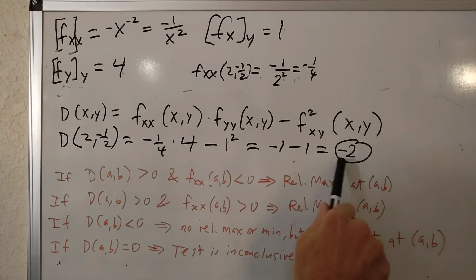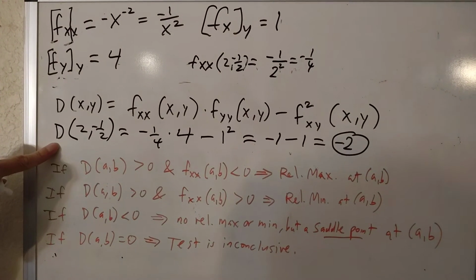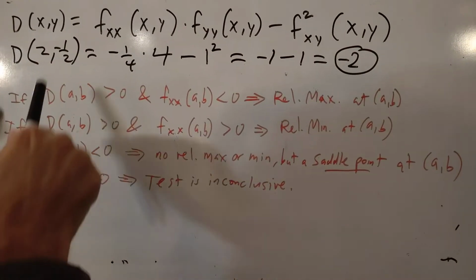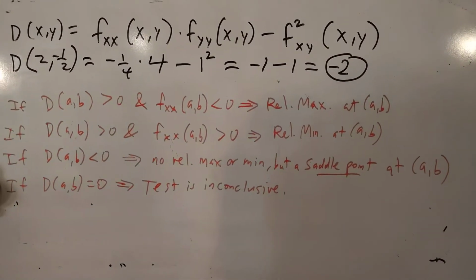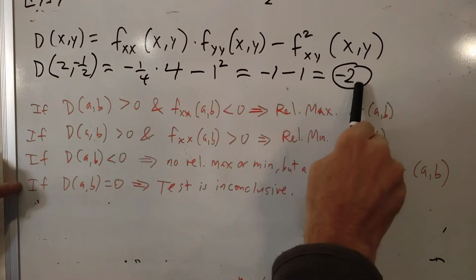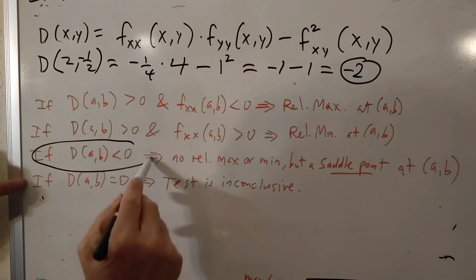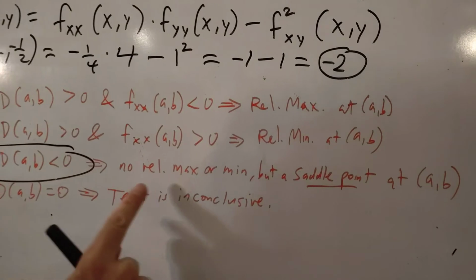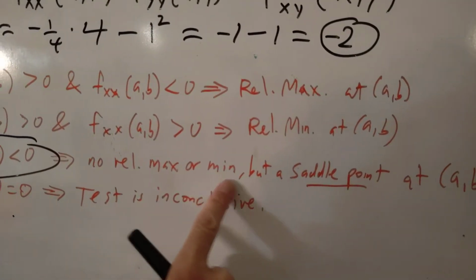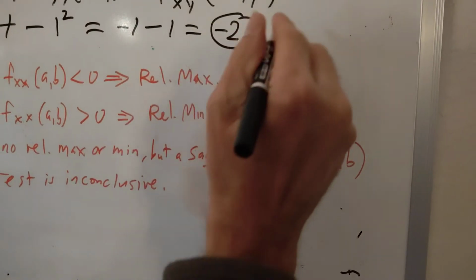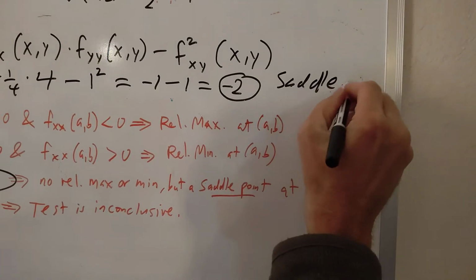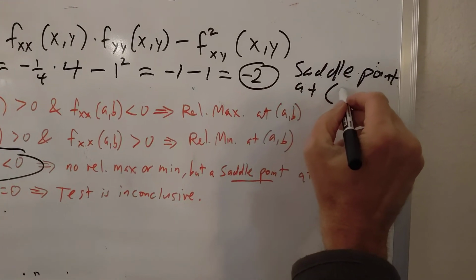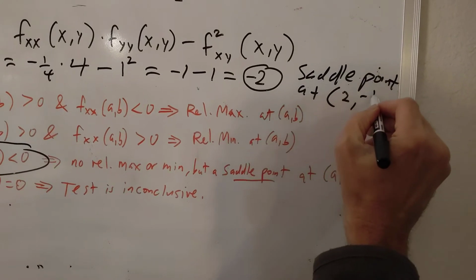So now that we have our answer from the second derivative test for our critical point, we can look at these 4 conditions, which you should have written down for your test. You don't memorize this. Notice our second derivative test yields a negative result. This is the only one. If your second derivative test evaluated at your critical point is less than 0, meaning negative, then that implies we have no relative max or min, but we have a saddle point. So my final answer is a saddle point at the critical point (2, -1/2).